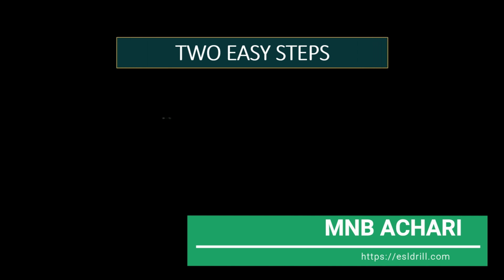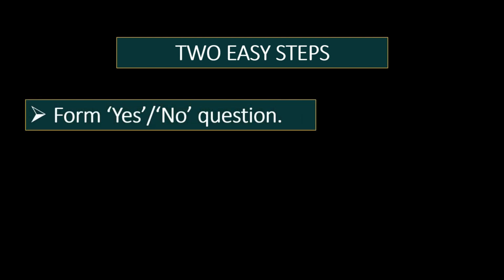Let's begin now. There are 2 easy steps to frame WH questions. The first step is to make yes/no questions, yes or no questions. You know there are 2 types of questions, yes or no questions and then information or informative questions, which we call WH questions. Now questions like, is your brother in the house? It needs yes or no answer. So we call such questions yes or no questions.